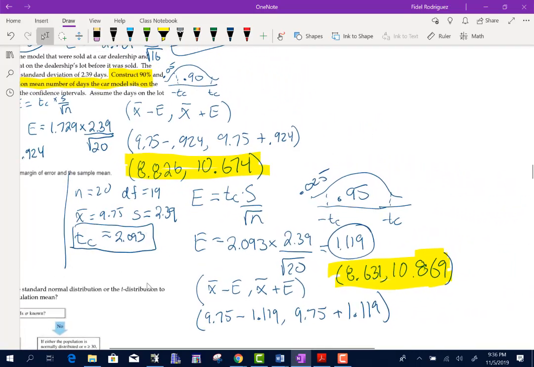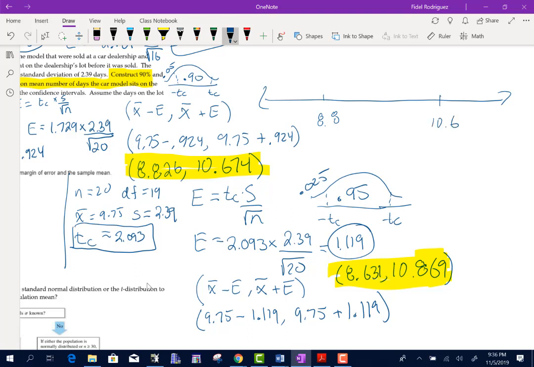Guys, I want you to think about the number line, okay? So look, here's my number line. Look at this number here. It's 8.8. I'm going to round a little bit. 8.8, and the other one is 10.6. So that's this one here. Now, let me do this one in red. My question to you, would 8.6 be to the right of 8.8 or to the left? To the left. So this would be 8.6. 10.8, would that be to the left or to the right of 10.6? To the right.